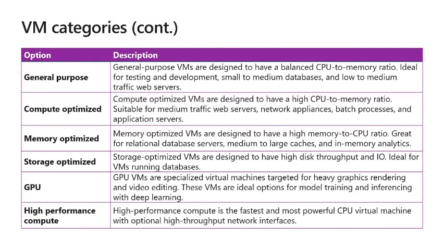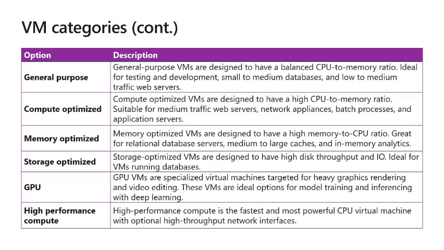In these, if you see here, general purpose has a balanced CPU to memory ratio, ideal for testing, development, small to medium databases, and low to medium traffic web servers. So just for testing purposes, I think you can use it. Compute optimized VMs are specifically designed for computational power, so you have a high CPU to memory ratio, suitable for medium traffic web servers, network appliances, and batch processes.